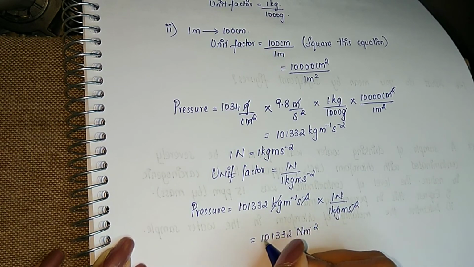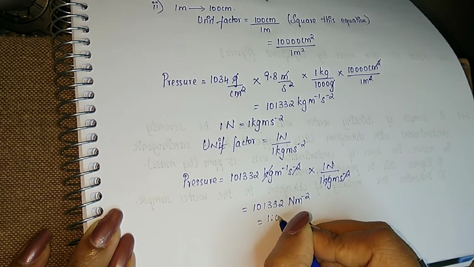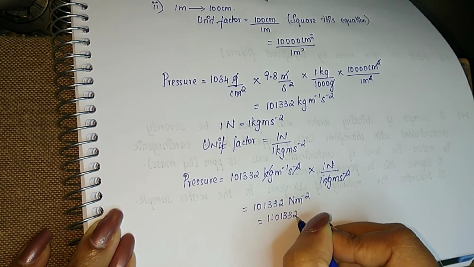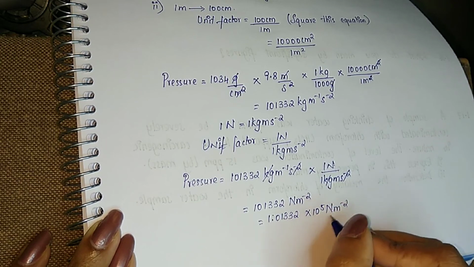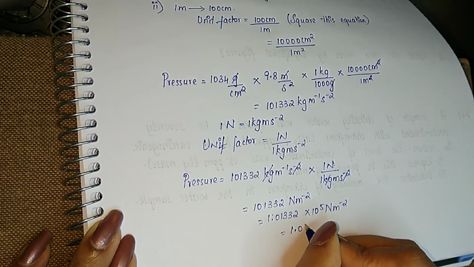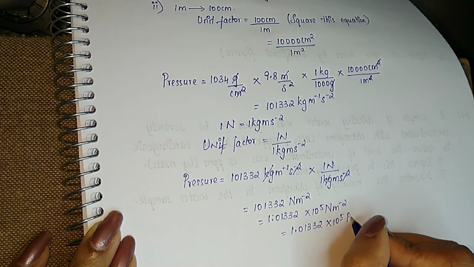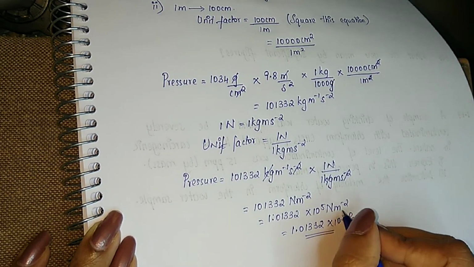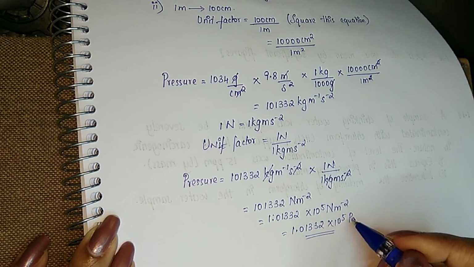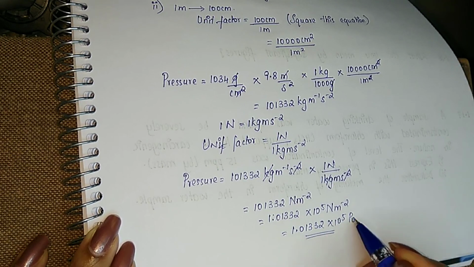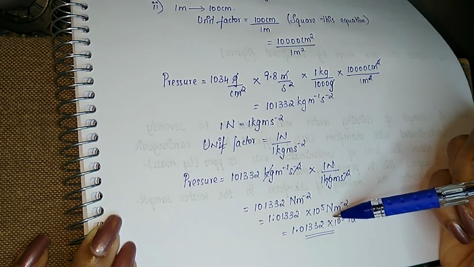Now here, we'll have to shift the decimals. So we will get 1.01332 times 10 to the power 5 Newton per meter square, or this can also be written as 1.01332 times 10 to the power 5 Pascal. So here we have solved the entire question to get our answer either in Newton per meter square or in Pascal. Because it's clearly specified in the question that you need to get your answer in Pascal, our final answer is in terms of Pascal. So this way, when we keep doing each conversion, we will get the answer in terms of Pascal.